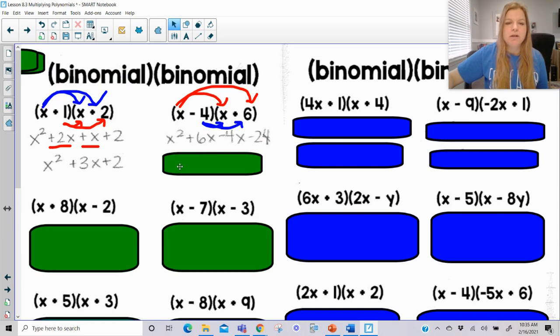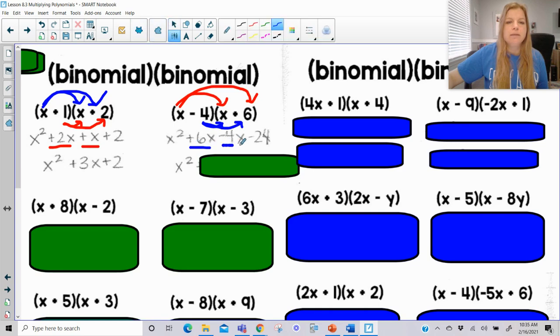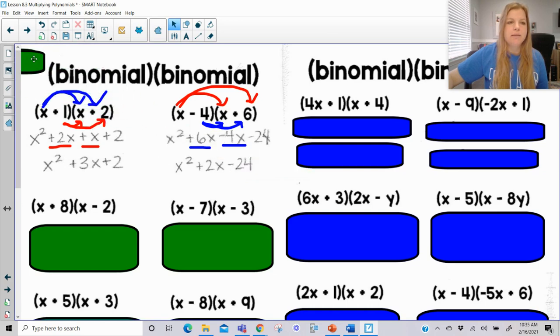So now my final result is x squared. 6x minus 4x would become 2x, and then minus 24 at the end.